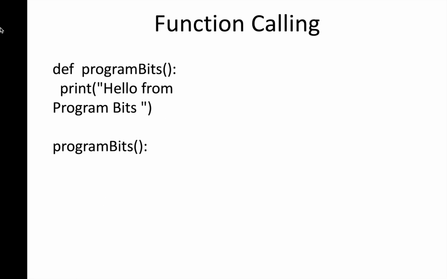Next, you have the function calling. You have the same function which we saw in the last slide, and we are calling that function below as program bits, open bracket, close bracket, so that we call the function. Once we call the function, we get the output from inside the function.